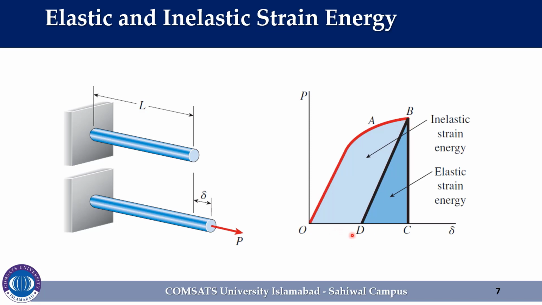Thus, the strain energy recovered during unloading, called the elastic strain energy, is represented by the shaded triangle BCD. However, the area OABDO represents the energy that is lost in the process of permanently deforming the bar. This energy is known as the inelastic strain energy.